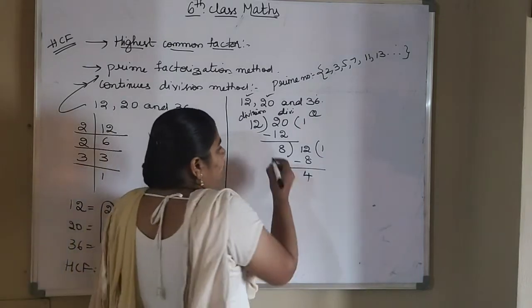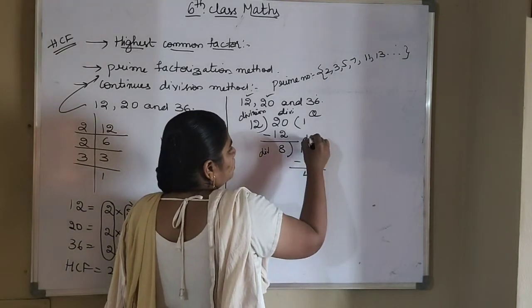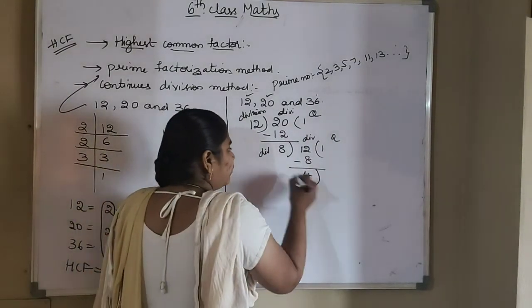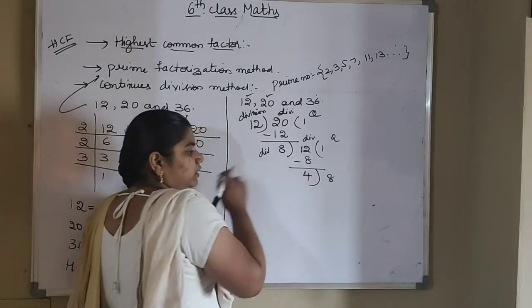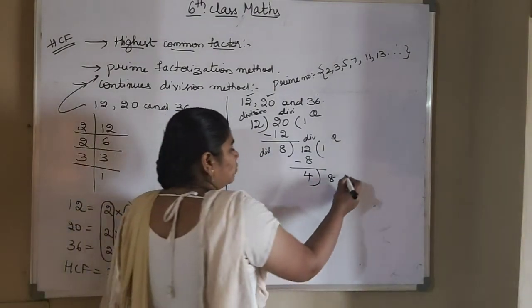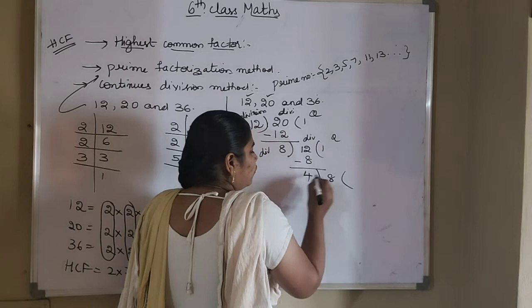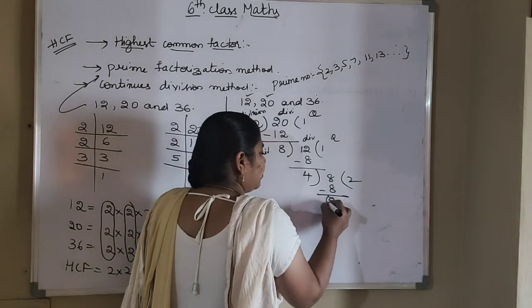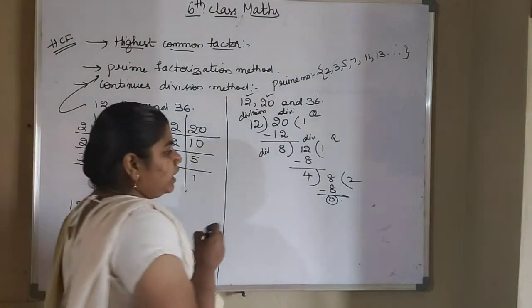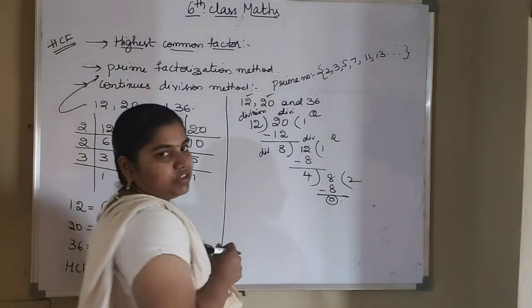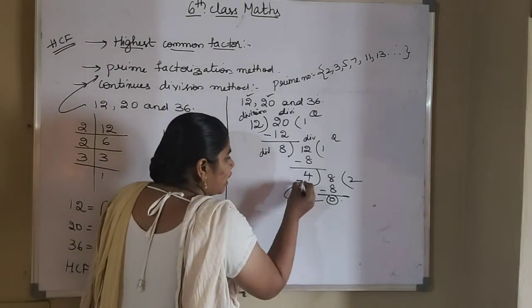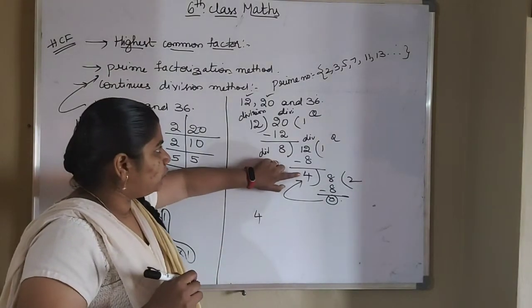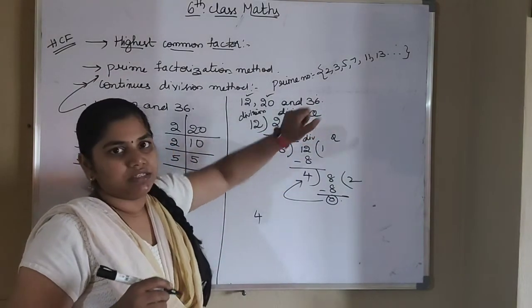So now this is the divisor, this is the dividend, this is the quotient, this is the remainder. Now this divisor we have to divide with the remainder value. So now 4 ones are 4, 4 twos are 8. So you got the remainder as 0. Whenever you get the remainder as 0, stop the division. And what is the divisor value? You got it as 4. So with this 4, we have to divide this 36 now.